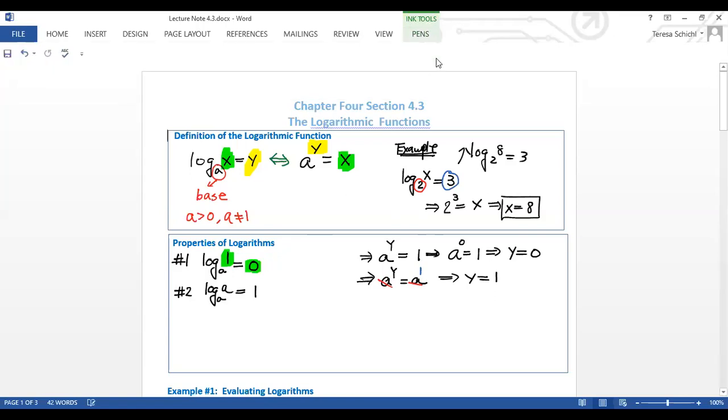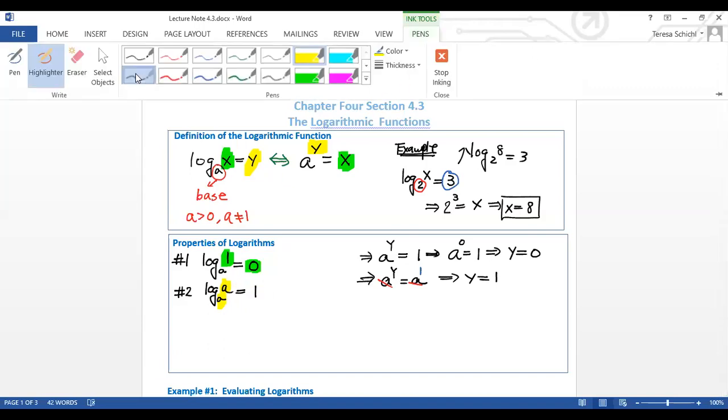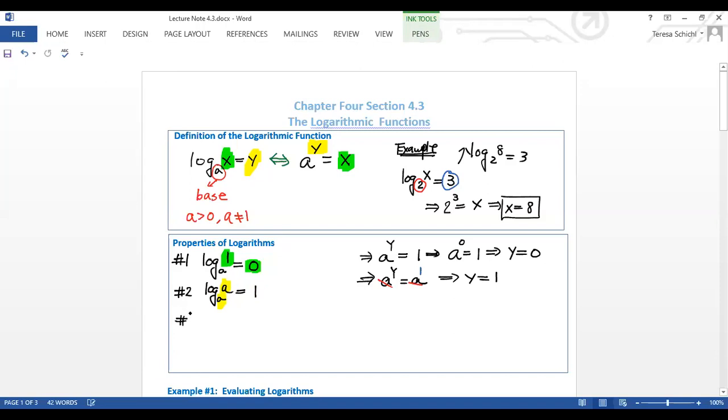So that means if the exponent here and the base are the same, it's kind of like you can cancel them out against each other, so it will become 1 here. Okay, let's take a look at property number 3. Those are very handy properties here.